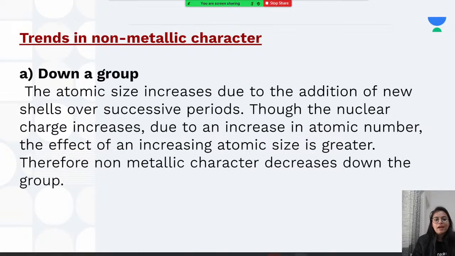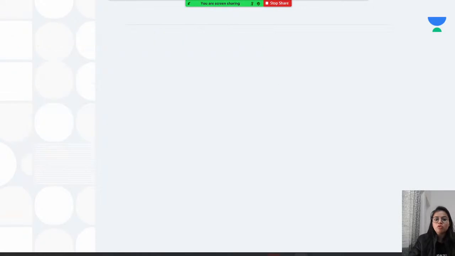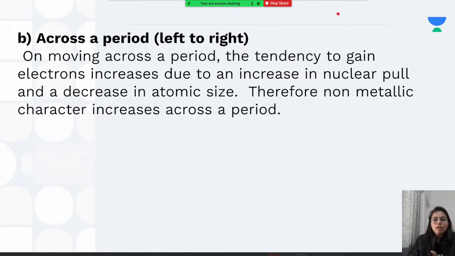So down the group, as we move from top to bottom, new shells are being added, the nuclear charge is increasing, atomic number is increasing, and atomic size is increasing. So the non-metallic character will decrease. And as we move from left to right, the tendency to gain electrons is increasing, so the non-metallic character will be increasing across a period.